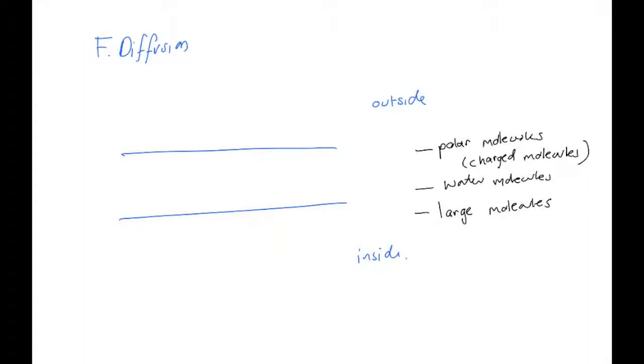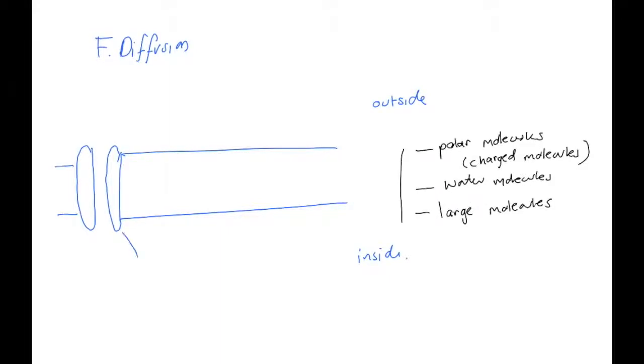Molecules which are just too big to pass through the membrane, to pass through the gaps in the membrane. So if you're a molecule and you're any one of these things, you can't get through the membrane regardless of your concentration gradient. You need something to help you. That's where facilitated diffusion comes in. Facilitated diffusion uses proteins embedded in the membrane.